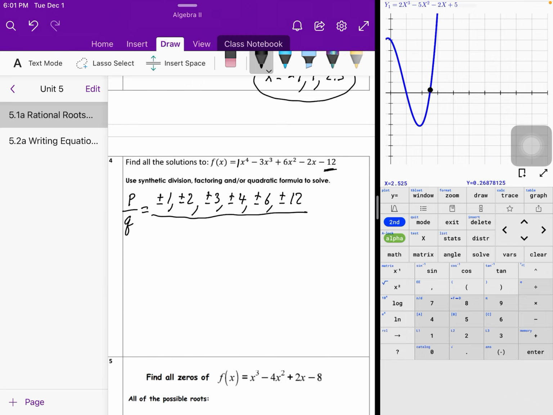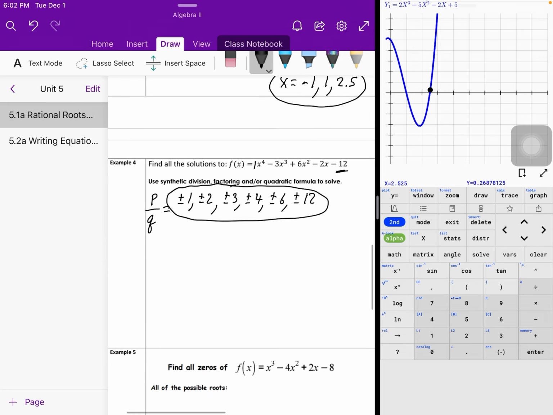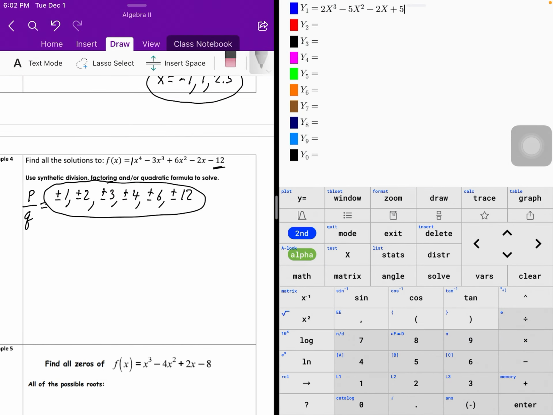And then we just have 1 here. So I'm not even going to waste your time. That's what I would end up doing, because 1 is the only factor of 1, so those are all the possible rational roots. So let's go ahead and type this into our calculator and get this graphed.